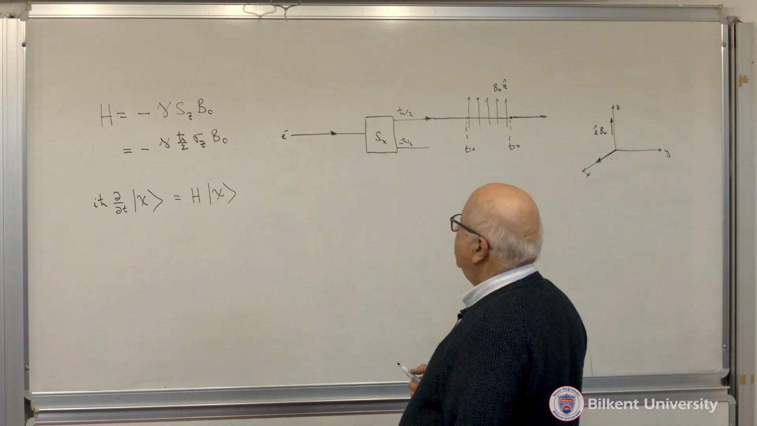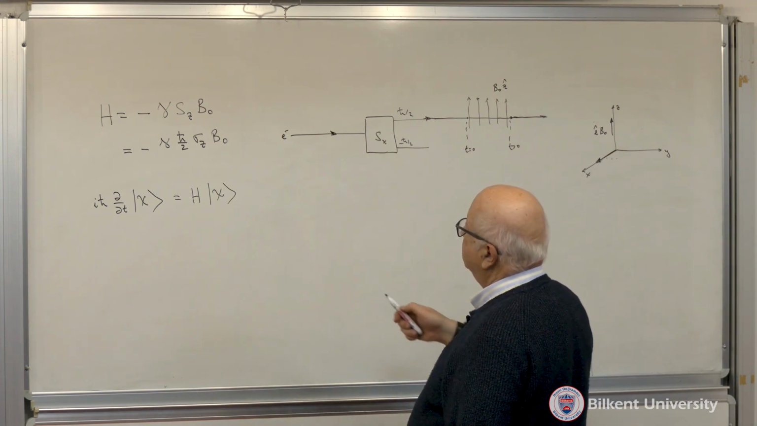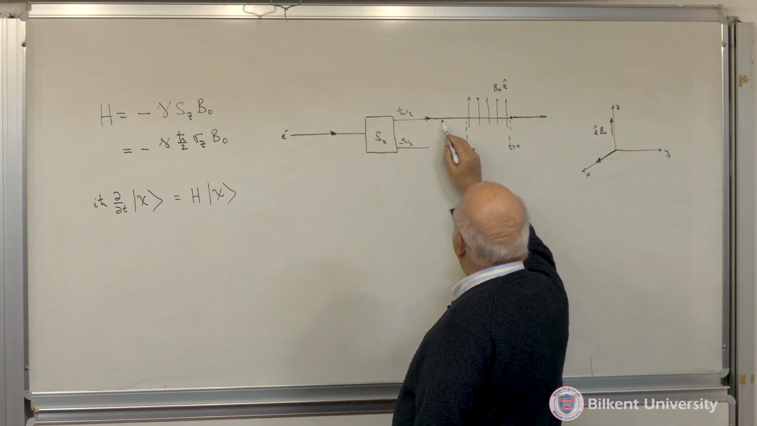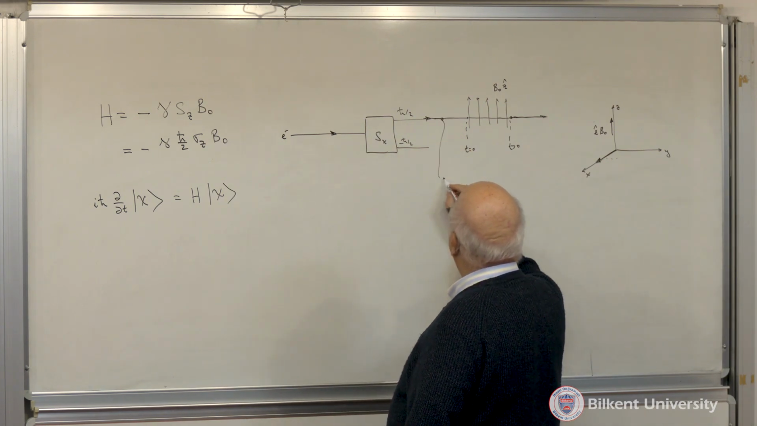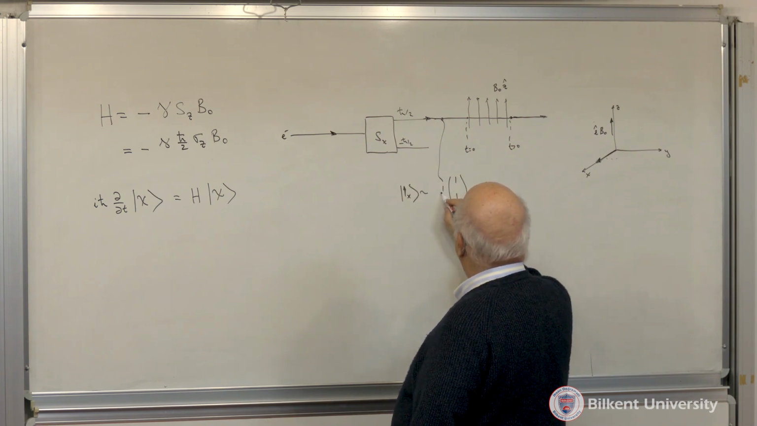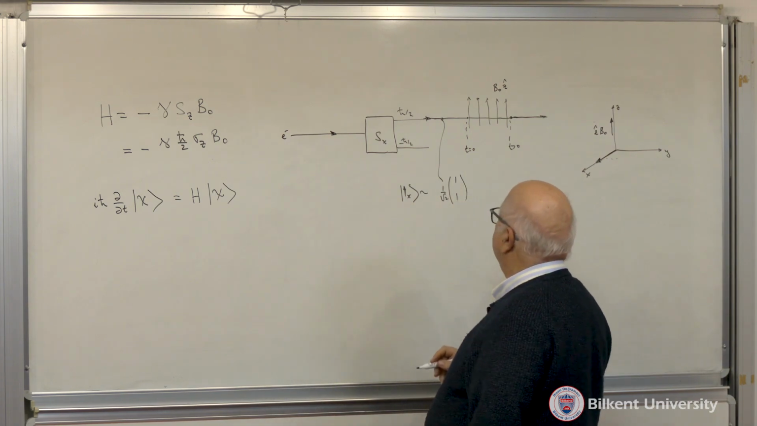All right, so let's just look at the problem. The initial state of the object is in the x direction. So this is my up x, right? Which is 1 over square root of 2, 1, 1.